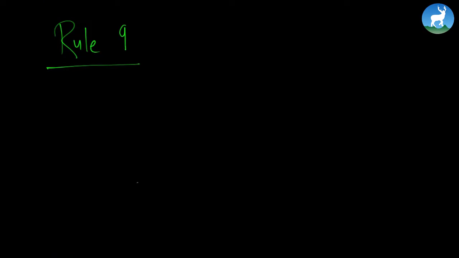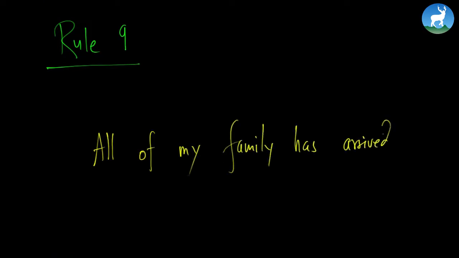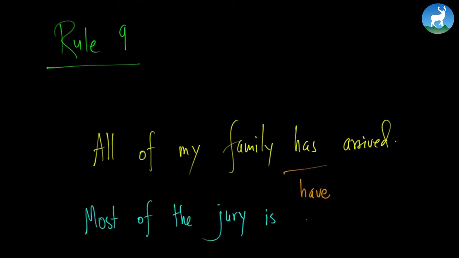Some examples first. All of my family has arrived. Or do we use have arrived? Another example is most of the jury is here. Or do we use are here? So I don't know, think about it. This is rule number 9. With collective nouns such as group, jury, family, audience, population, the verb might be singular or plural depending on the writer's intent, right? So we are talking about collective nouns.